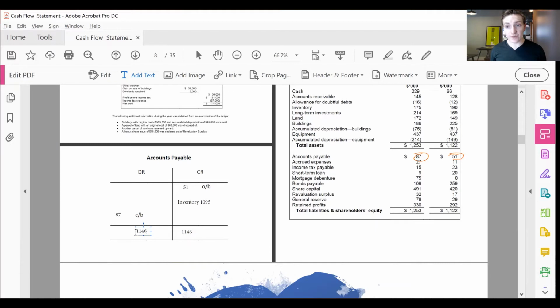What that implies is we will have paid some cash to our suppliers. To get these to balance, we have 1146 minus 87, and that means we paid 1,059 in cash to our suppliers. So that is how we get another portion of our cash flow statement. We're going to need to bear this in mind, and this will filter through into our cash flow from operations. It obviously is going to become important for us in a second.